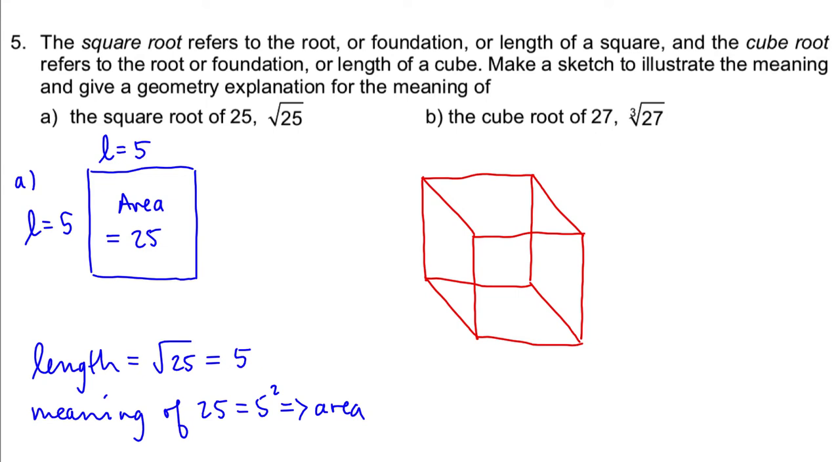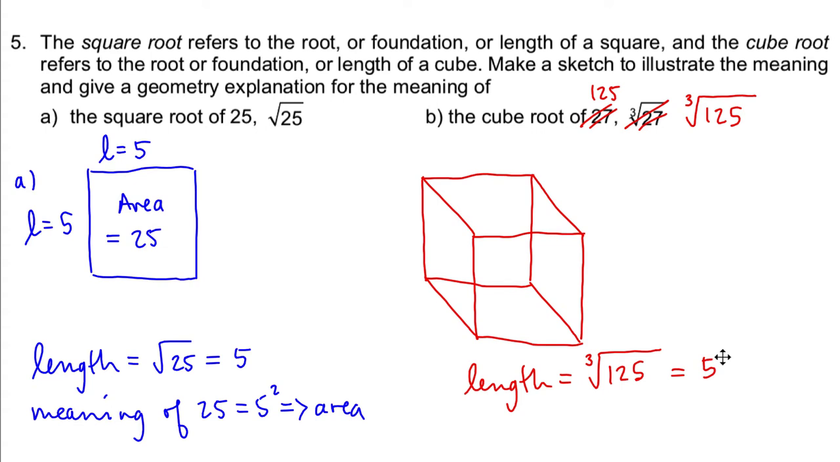Similarly over here, the cube root of 27, I'd actually like to change this to the cube root of 125 just for some consistency with the numbers. So the cube root of 125 is the length of a cube. And so the length is whatever number multiplies by itself 3 times to get 125. And we saw earlier that number is 5 when we did the table of values.